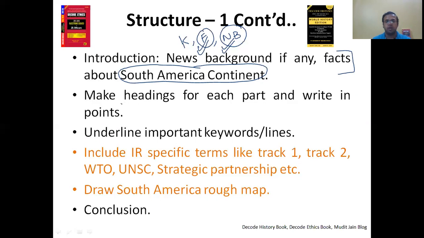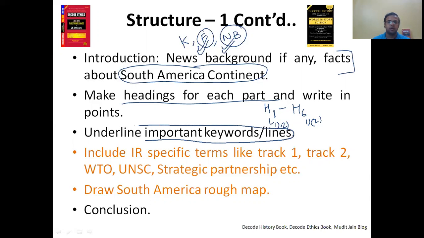Then you make different headings for each part. That is, your question will have 6 headings, heading 1 to heading 6, and then you will write 1, 2 points for each part, 1 and 2 for each part. Underline important keywords. This is very important from point of view of presentation as told before.